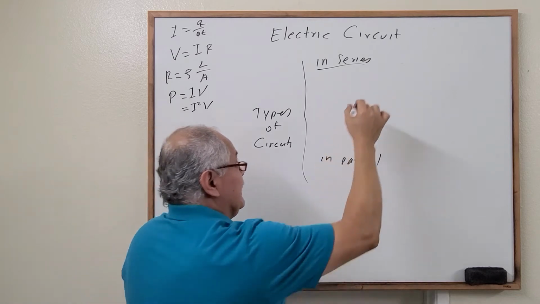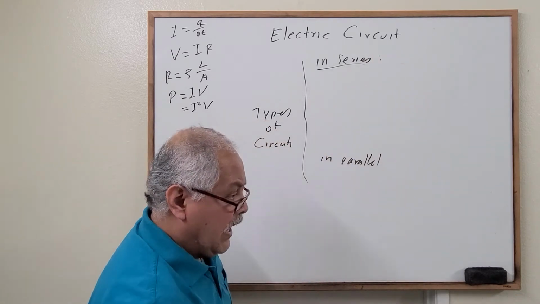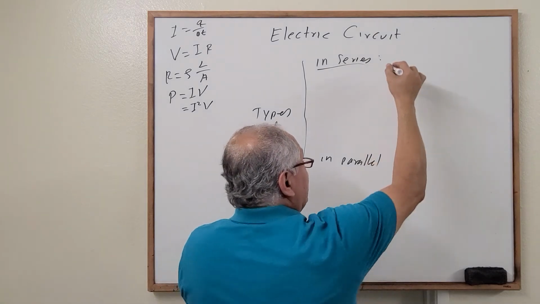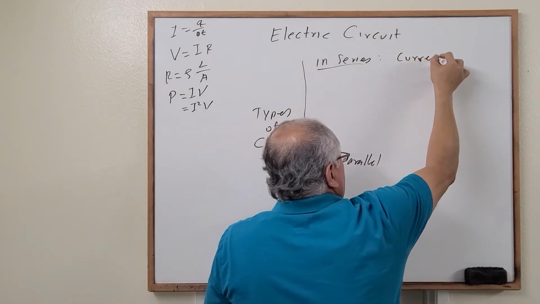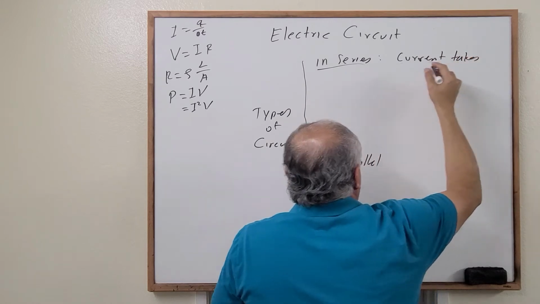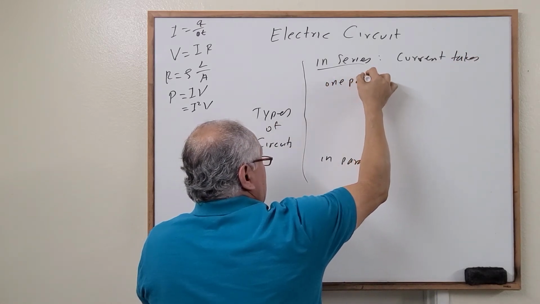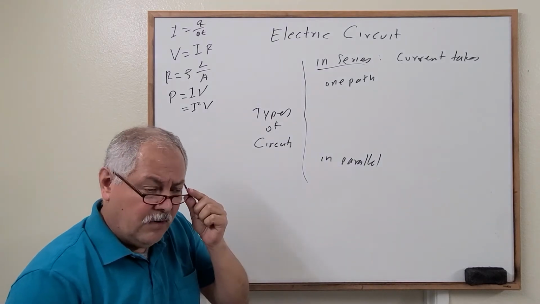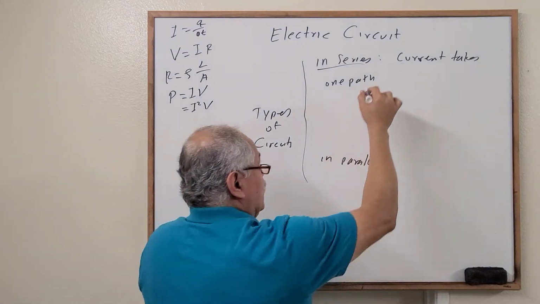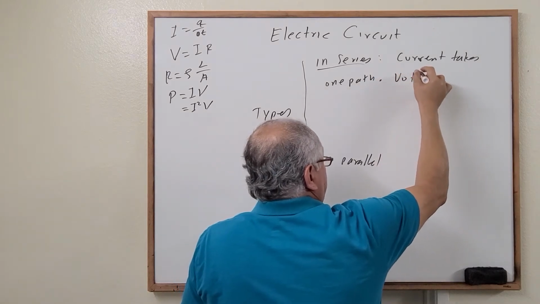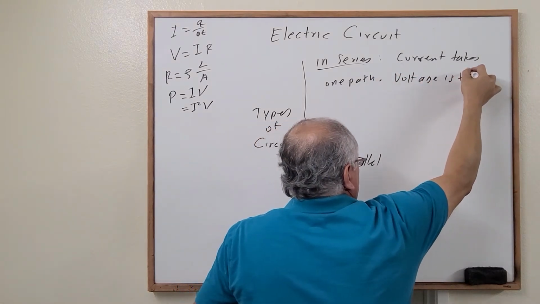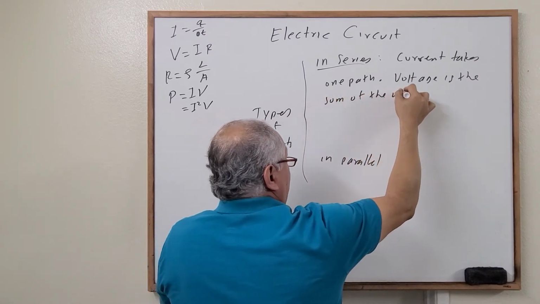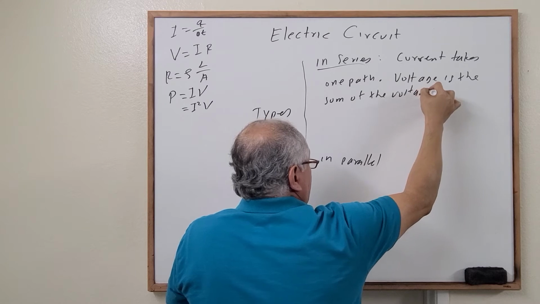When we're dealing with circuits in series, in this case, current takes only one path. Right? Current takes one path. And voltage is the sum of the voltage drops. Right? Voltage is the sum or total of the voltage drops.